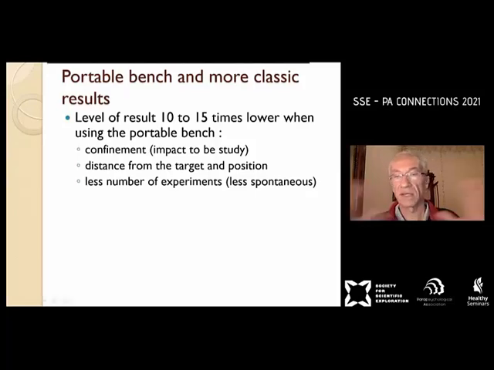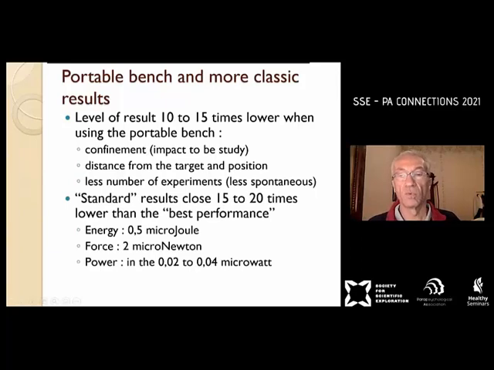Okay, we are inside the box because of the distance from the target. We saw that the hand is above, and maybe also because we have fewer experiments, so we have less spontaneous success. And also, if we look at what we call standard result, the result we could obtain in a normal situation, not best performance, we are close to 15 to 20 times lower than the best performance. So the range is 0.5 microjoule, 2 micronewton for the force, and 0.02 to 0.04 microwatt, just to have an idea about which kind of numbers we have.